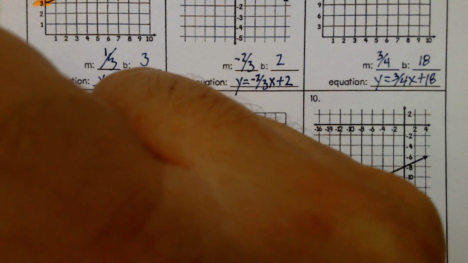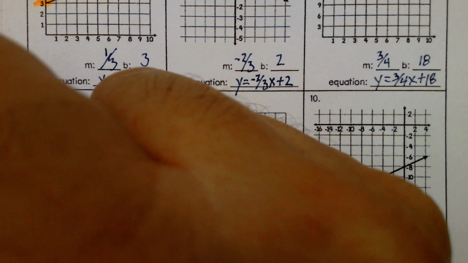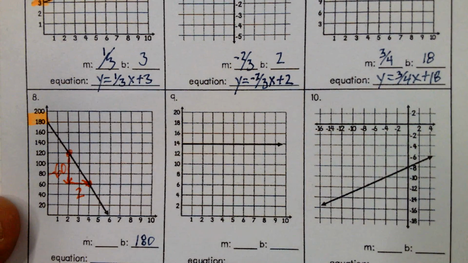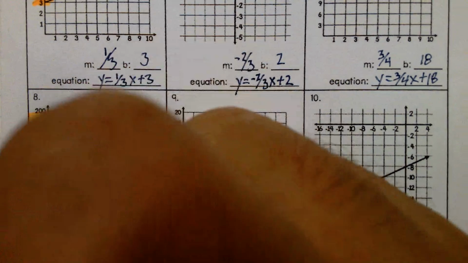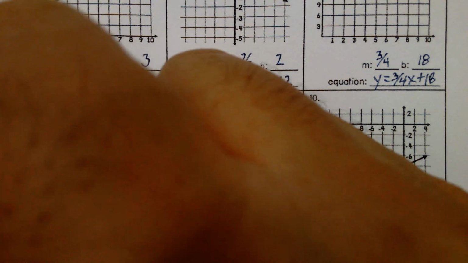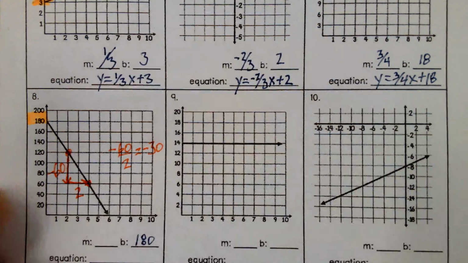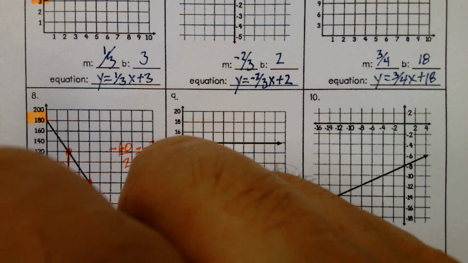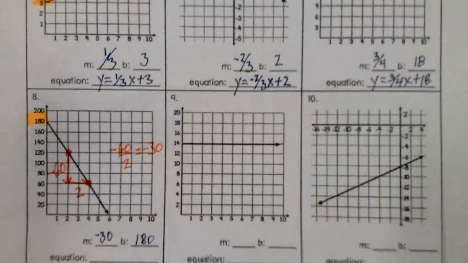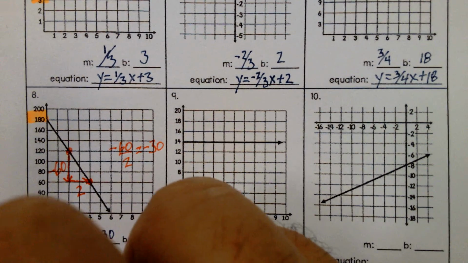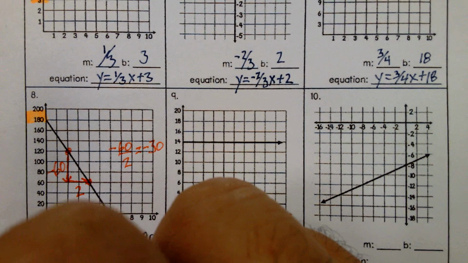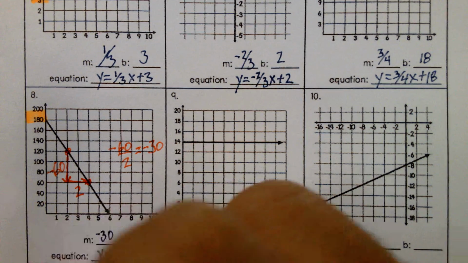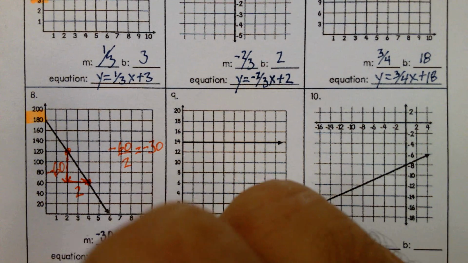And then I went from 2 to 4. I went across 2. So I'm going to reduce this. -60 over 2, what is that? -30. So the rate or the slope is -30. So y equals -30x plus 180.